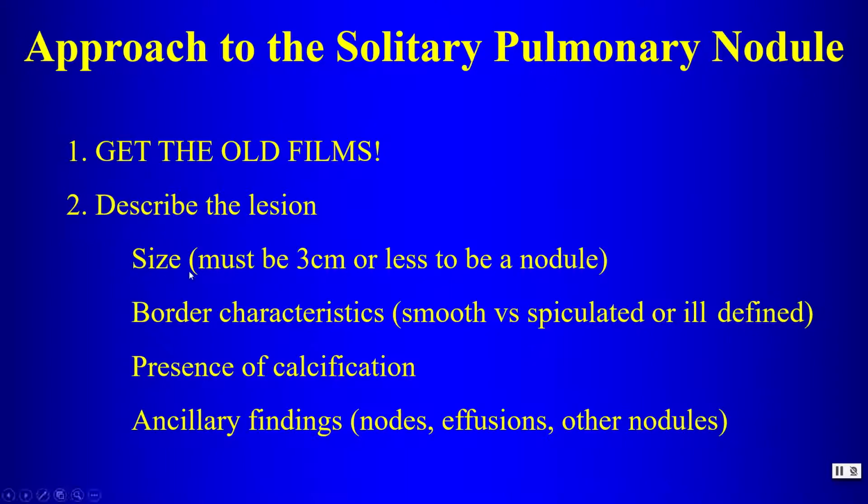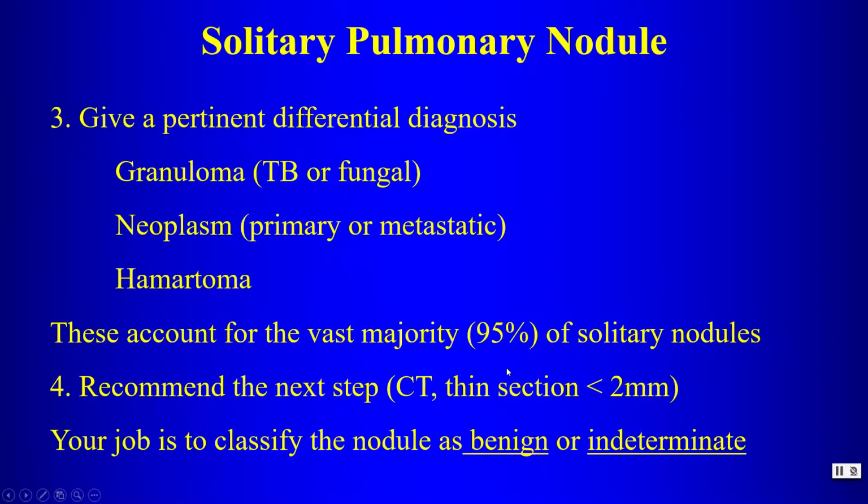In terms of describing the lesion, the definition for a nodule is it must be 3 centimeters or less to classify it as a nodule. If it's greater than 3 centimeters, then we call it a mass. And those lesions, once they've increased in size beyond that 3 centimeter threshold, have a much higher probability of being malignant. Border characteristics, of course, if you have spiculated or ill-defined borders, then you will be more concerned about malignancy. We will talk about presence of calcifications, and ancillary findings that might also change your differential diagnosis. Lymphadenopathy, pleural effusions, other nodules, these ancillary findings might change your differential diagnosis.